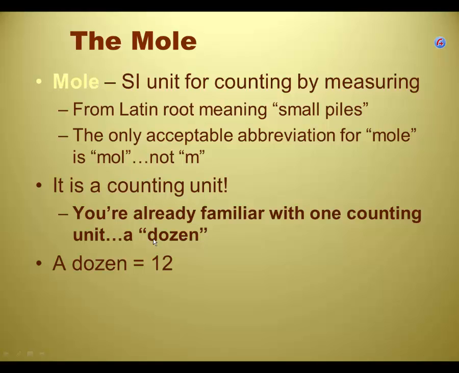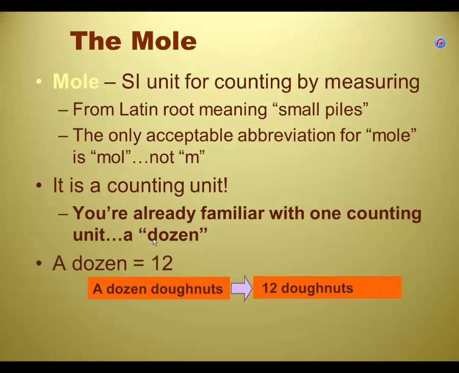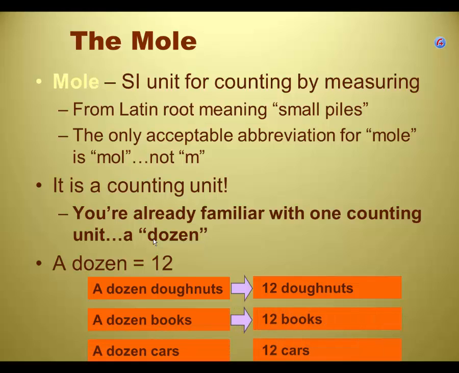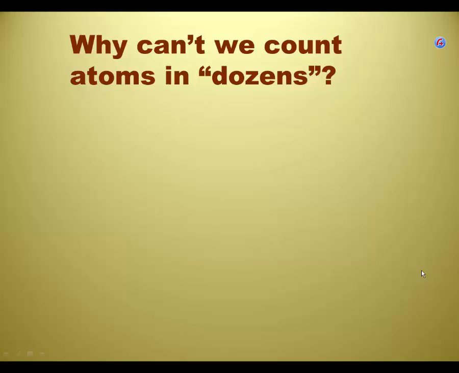So let's think about a dozen and see how that works. A dozen donuts is always 12 donuts. A dozen books is always 12 books, and a dozen cars is always 12 cars. All right, so we know what a dozen is. Why don't we just use dozens?